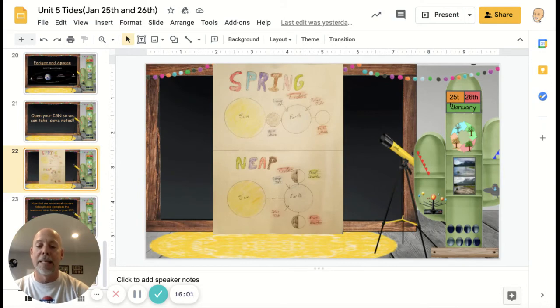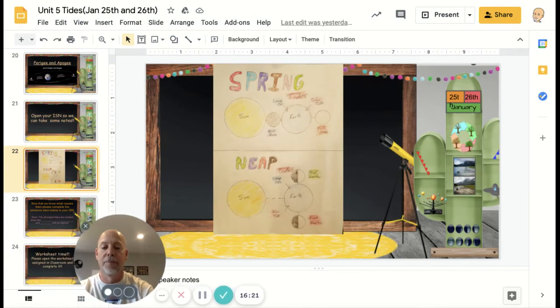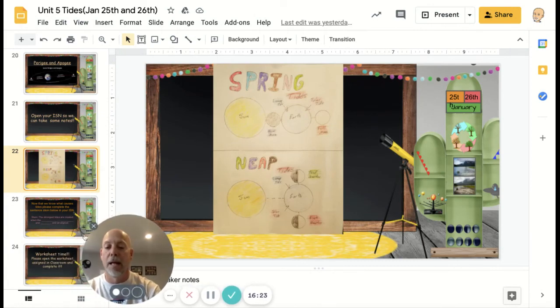So make sure you get this into your ISN. At least get the drawings in. If you do not feel the need to color it, that is your personal preference, but you need to have this information in. If you decide to color, that's fantastic. If you don't decide to color it, please at least have the information in your ISN, okay? I'll move that over a little bit.